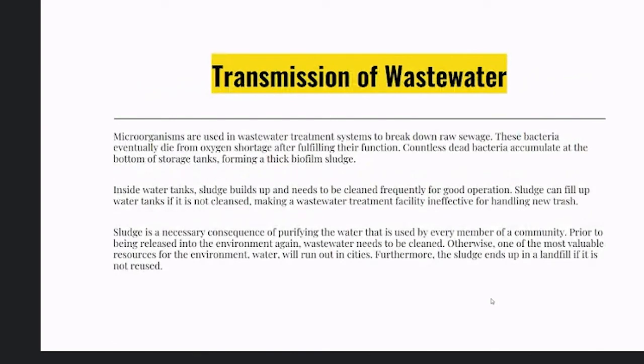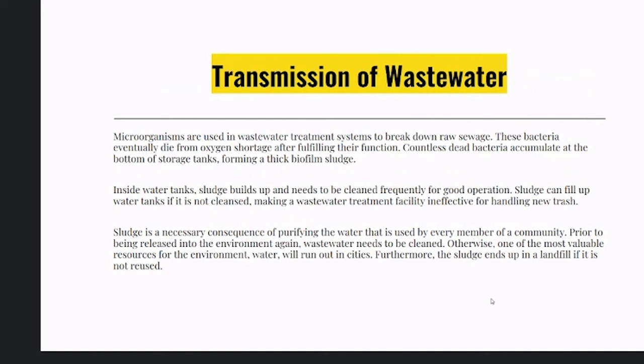Transmission of wastewater. Microorganisms are used in wastewater treatment systems to break down raw sewage. These bacteria eventually die from oxygen shortage after fulfilling their function. Countless dead bacteria accumulate at the bottom of storage tanks, forming a thick biofilm sludge. Inside the water tank, sludge builds up and needs to be cleaned frequently for good operation. Sludge can fill up water tanks if it is not cleansed, making a wastewater treatment facility ineffective for handling new trash. Sludge is a necessary consequence of purifying the water that is used by every member of a community prior to being released into the environment again.